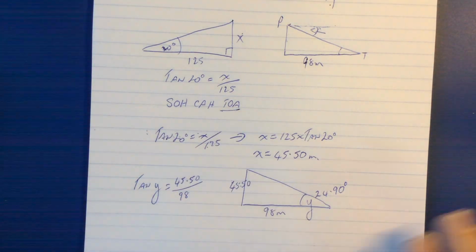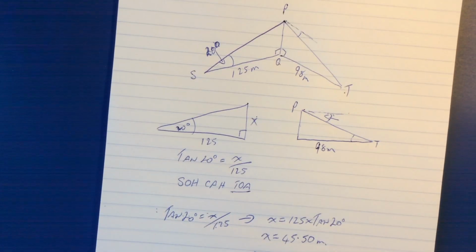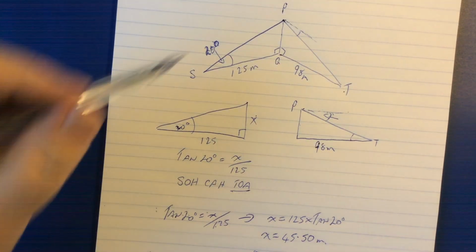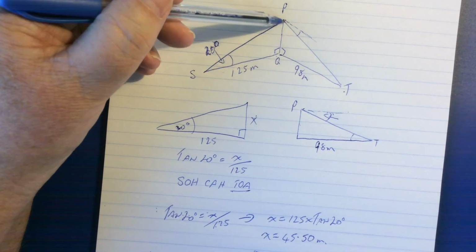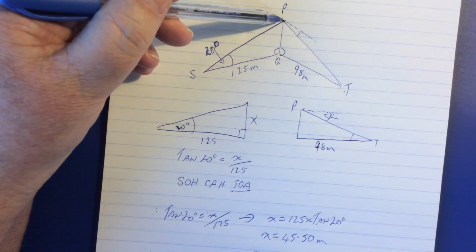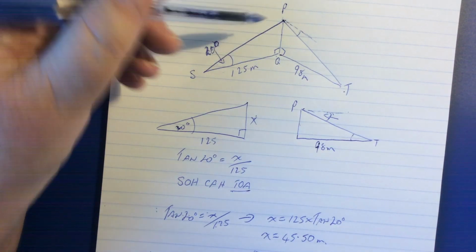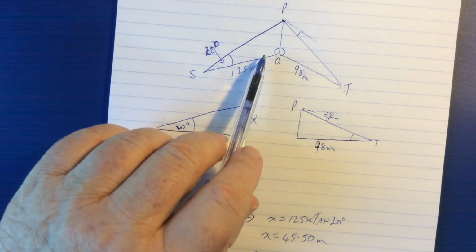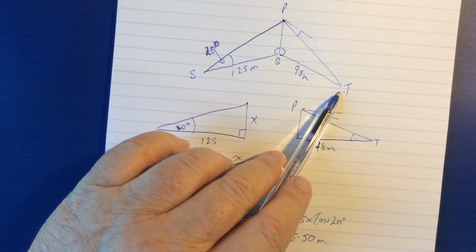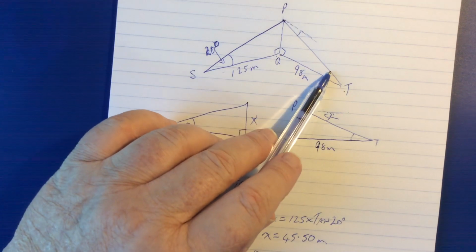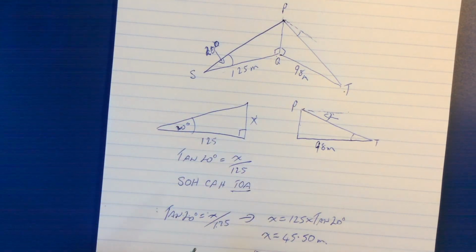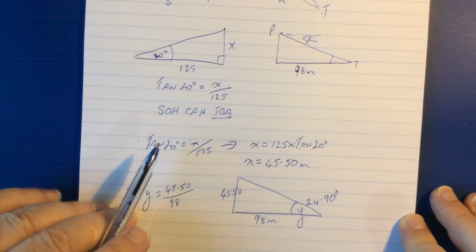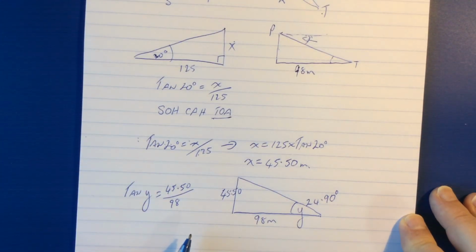Okay. Now, does that look right? Well, yes, it does. Because if this is 125 meters and this is roughly 45 meters and this is 20 degrees, then if we shorten the length down to 98, we're going to get a slightly larger angle in here, 24.9 degrees, as it turns out, using this working.